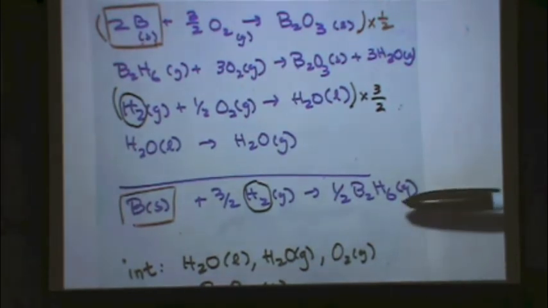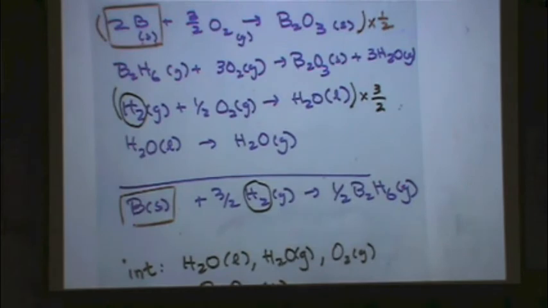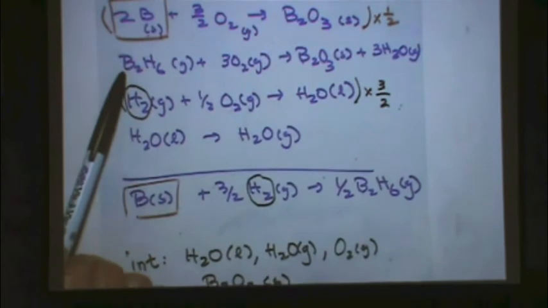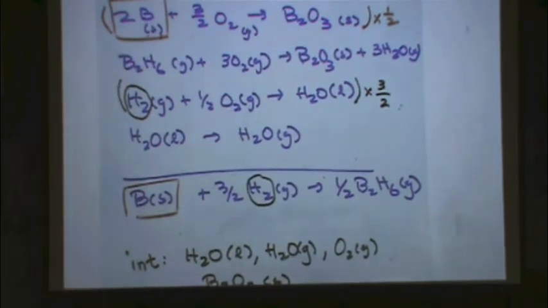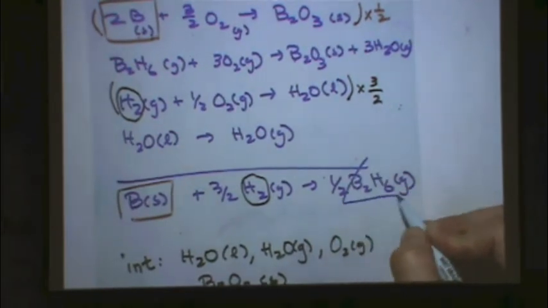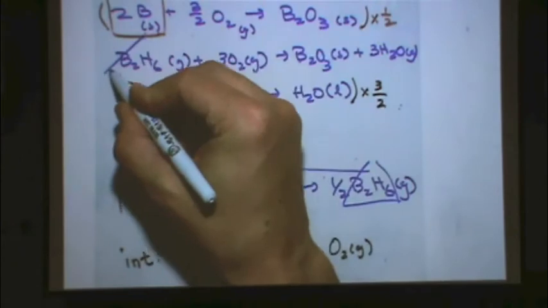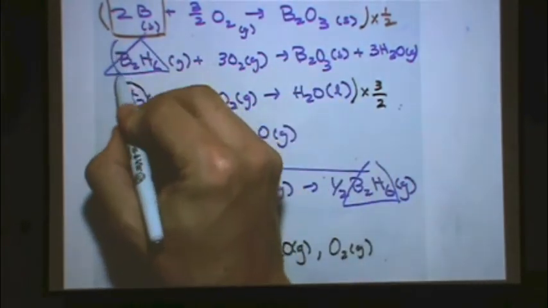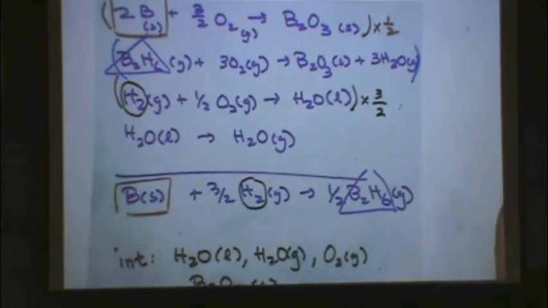All right. B2H6 appears just once, right here, right? So I need 1/2 of this compound in the products. I have one of them in the reactants. So I have to do a lot of work here. Let's get a symbol for that. The triangle, I guess. Okay, I'm going to take this reaction and multiply by what?